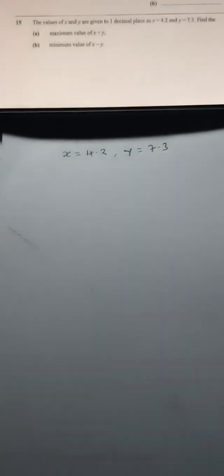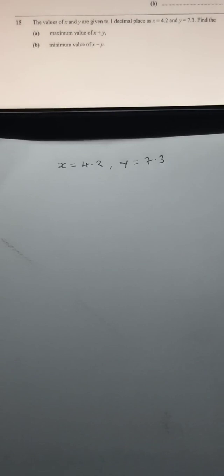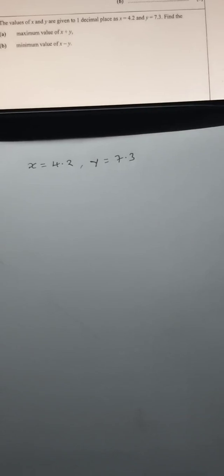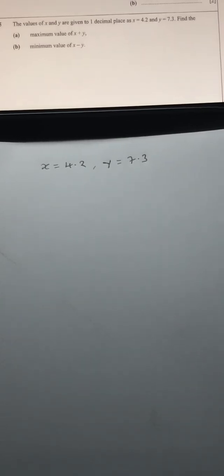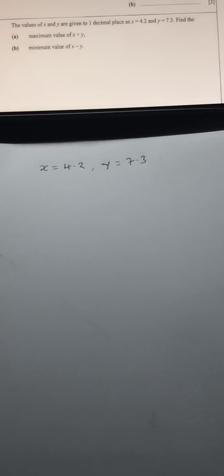So I was explaining how many decimal places these values have, for X and for Y. They are in one decimal place. So every time you see a value in one decimal place, what is its absolute error? Its absolute error is always 0.05.